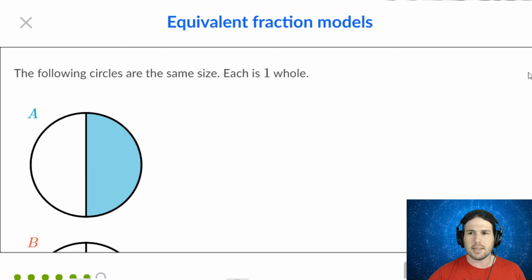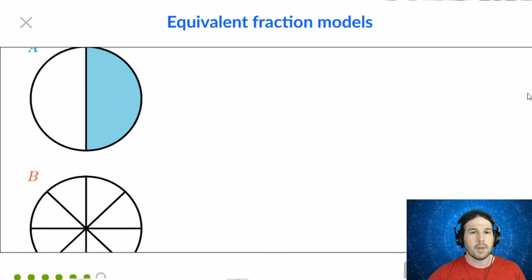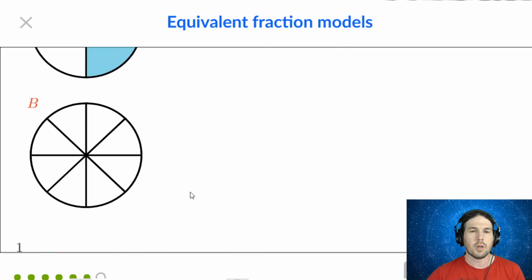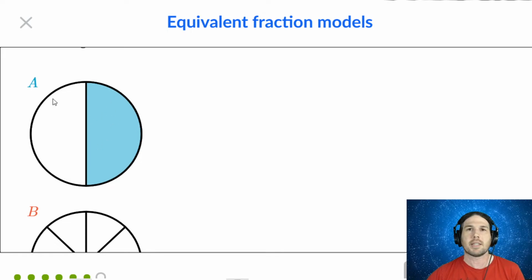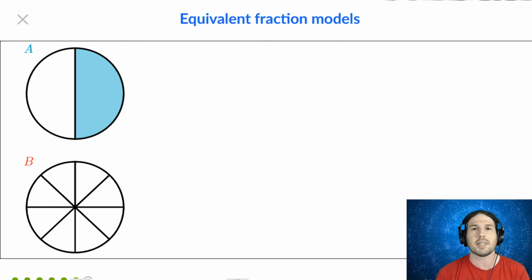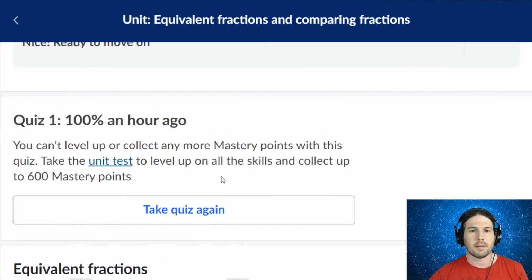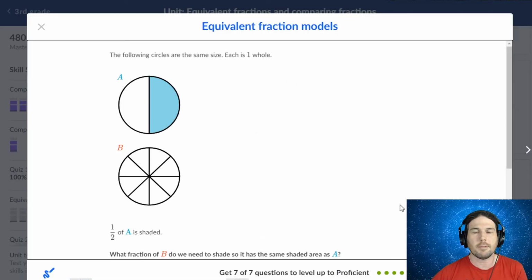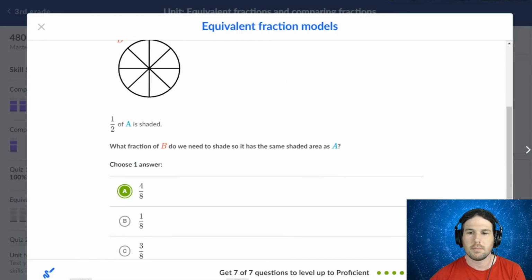The following circles are the same size, each is 1 whole. We have 1/2 of 1. So again, if we don't quite get the hang of this yet, we can break it down into, well, just color in the same amount that it has up here, right? Like literally, if it's a piece of paper, take a crayon, color in the same area that's colored in the first one, and then just count how many wedges that you have. Also, obviously, pizza is an excellent tool for dealing with fractions. Oops, I hit the wrong button. Jump back in there. Okay, so that is 4/8. And that is that.